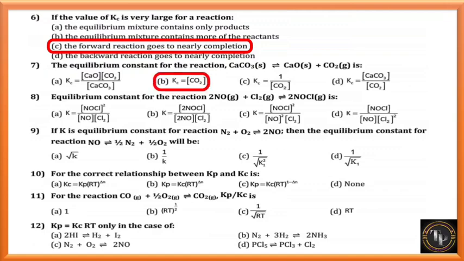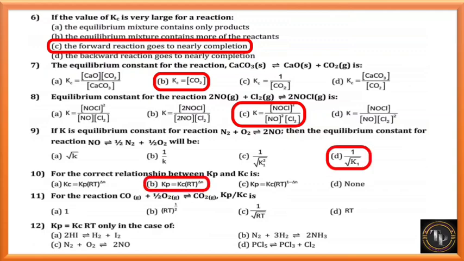Equilibrium constant for the reaction 2NO gas plus Cl2 gas gives NOCl. So molar concentration of product NOCl raised to 2 divided by molar concentration of reactant NO squared times Cl2. You will get option C. Similarly, we will get like this, C.